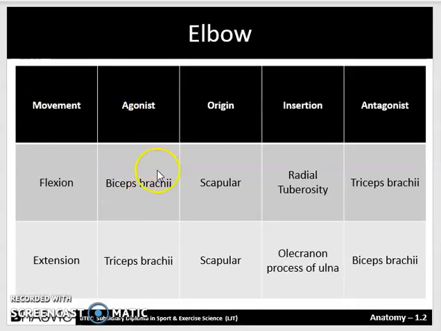When the agonist at the elbow is the biceps brachii, the movement will be flexion, the origin will be the scapula, the insertion will be the radial tuberosity, and the antagonist will be the triceps brachii. Obviously, when the triceps brachii is the agonist to the elbow, the antagonist will be the biceps brachii, the movement will be extension, origin will be scapula, insertion will be olecranon process of the ulna.